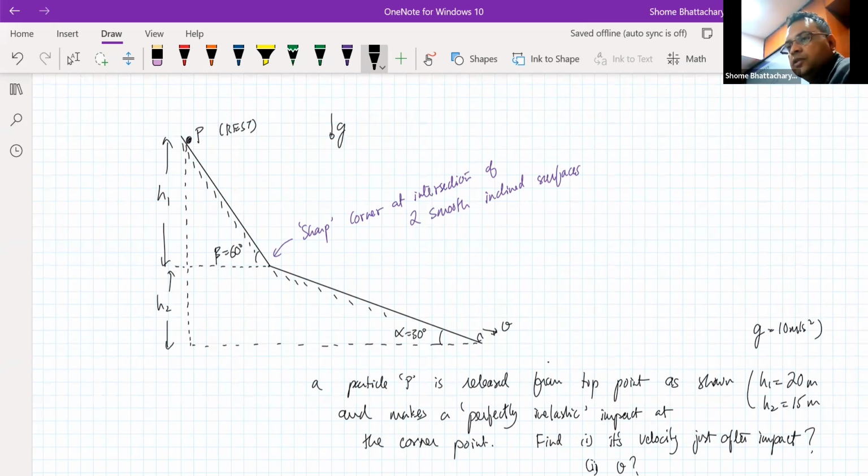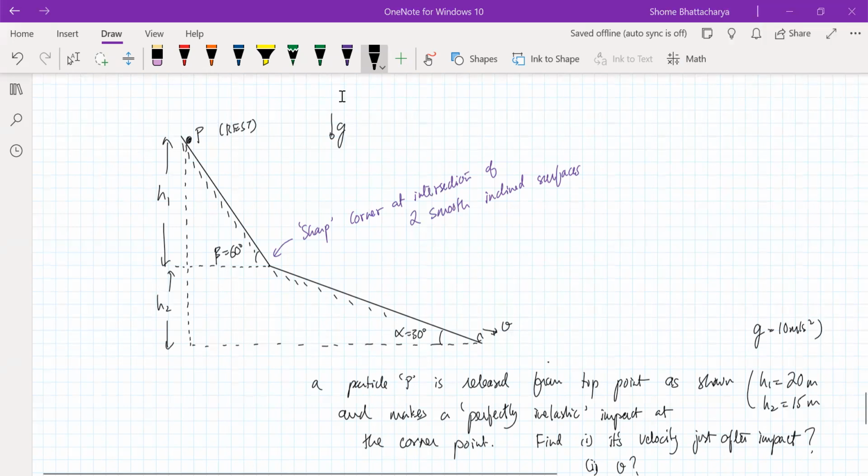Okay, so let's quickly work out this question. Inelastic impact, remember, means that there will be loss of kinetic energy at impact. So we can do conservation of energy from the initial point till before the impact, and then again after the impact till it reaches the bottommost point, because the surfaces are smooth. But we can't do conservation of energy right from the top to the bottom, because in between there's an inelastic collision happening and there's loss of energy.